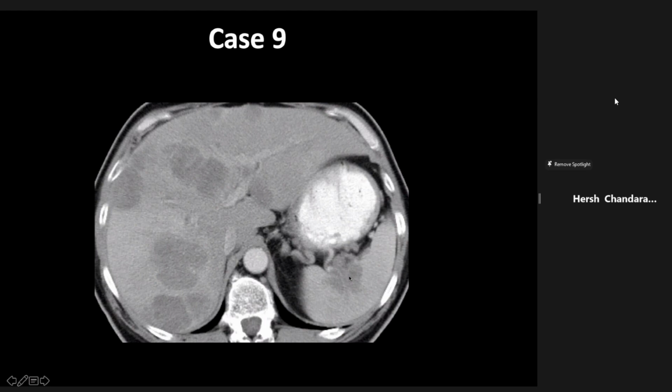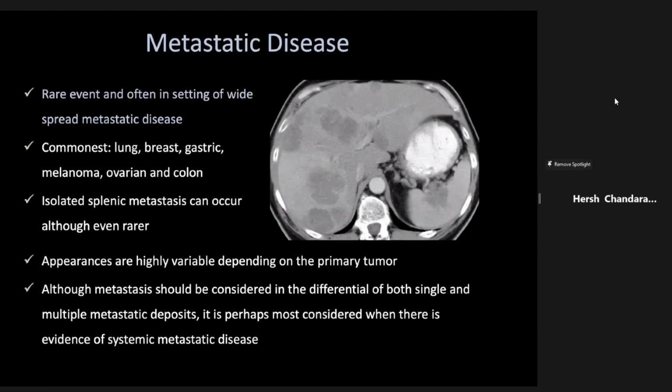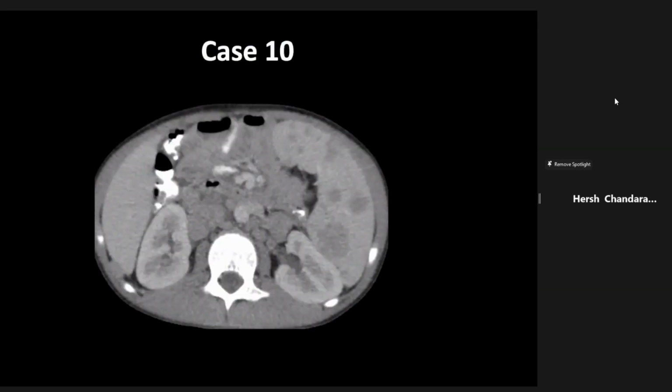Some of the tips for metastatic disease: they are rare, but when they are seen, they are often in the setting of widespread metastatic disease. To see isolated splenic metastatic disease is exceedingly rare, okay? So splenic metastases are already rare, and they are often seen in the context of widespread metastatic disease.